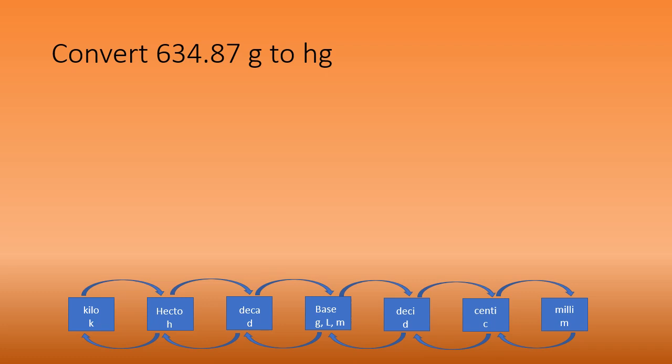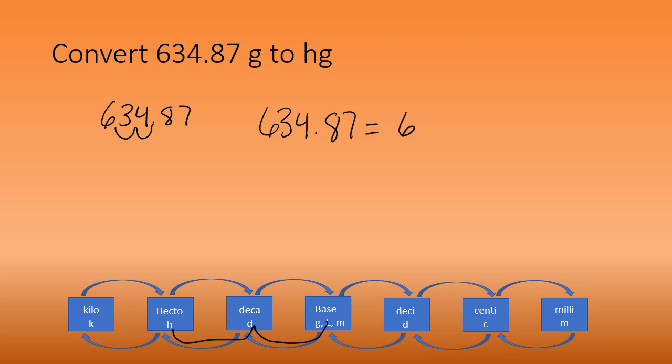Here we are asked to convert 634.87 grams to hectograms, so we will write 634.87 down. We see that to go from the base unit grams to the hectogram, we need to move 1, 2 jumps to the left. So we will take our decimal and move it 1, 2 jumps to the left. It turns out that 634.87 grams is equal to 6.3487 hectograms.